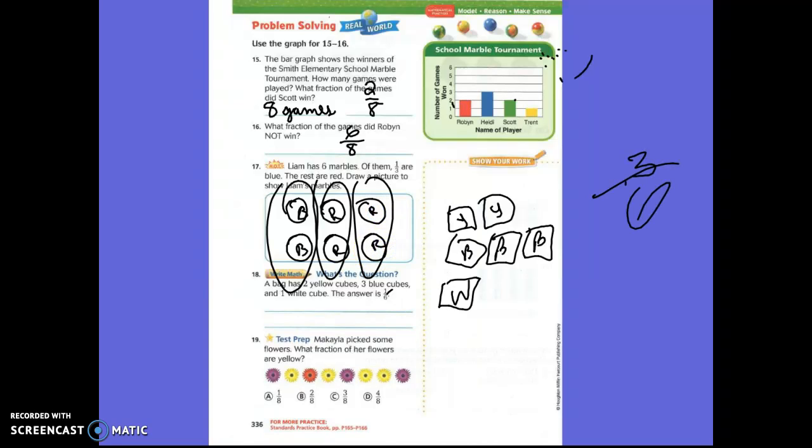Okay, a bag has 2 yellow cubes and 3 blue cubes and 1 white cube. I drew that. 2 yellow, 3 blue, 1 white. We need to find the question. The answer is 1/6. What would my question be? What fraction of the cubes is white? How many are white, guys? 1. Out of how many? 6. Okay, there you go. What fraction of the cubes is white?